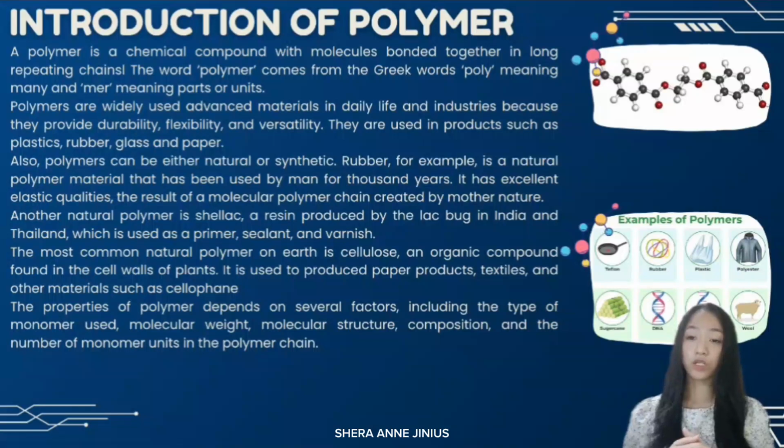The most common natural polymer on Earth is cellulose, an organic compound found in the cell walls of plants. It is used to produce paper products, textiles, and other materials such as cellophane. The properties of a polymer depend on several factors, including the type of monomer used, molecular weight, molecular structure, composition, and the number of monomer units in the polymer chain.